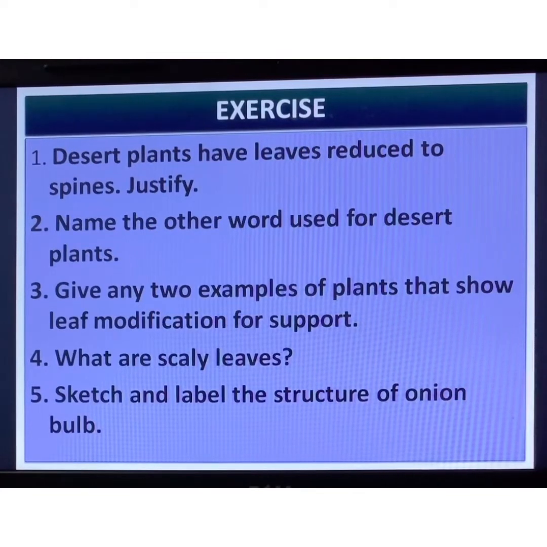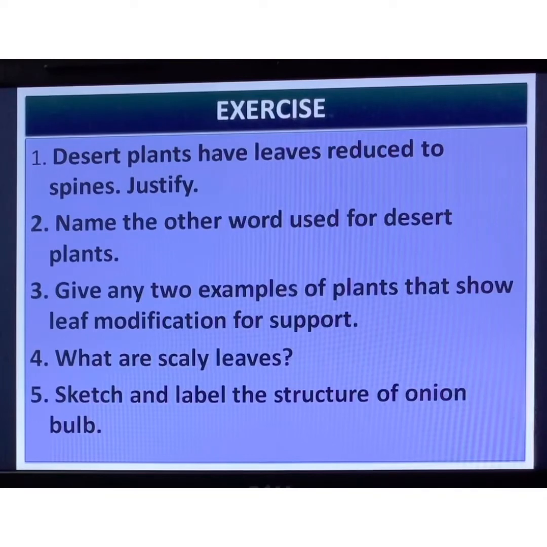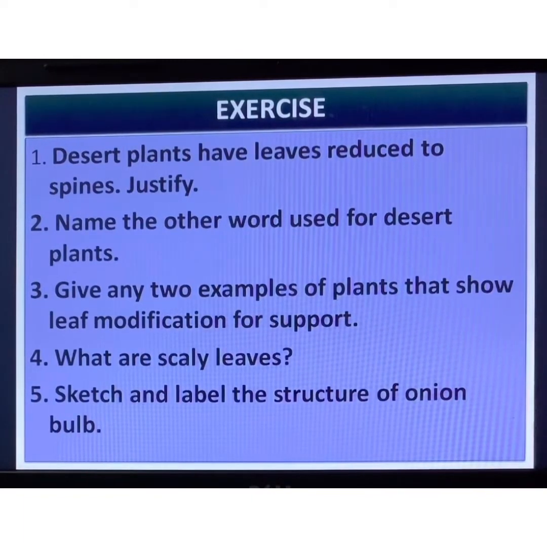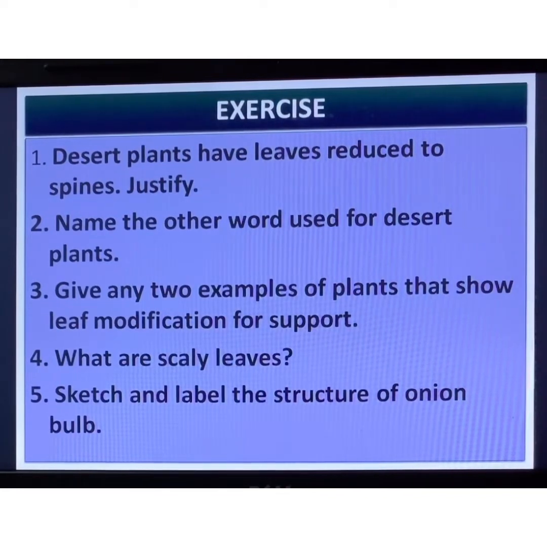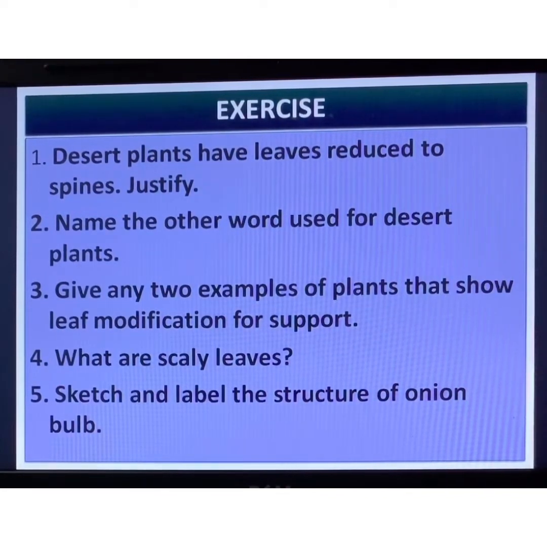It might not come for actually drawing in the assessment or exam, but you need to learn how to label the structure, right? So for that, at home, now that you have ample time, you can learn the sketching as well and then label the structure of the onion bulb.